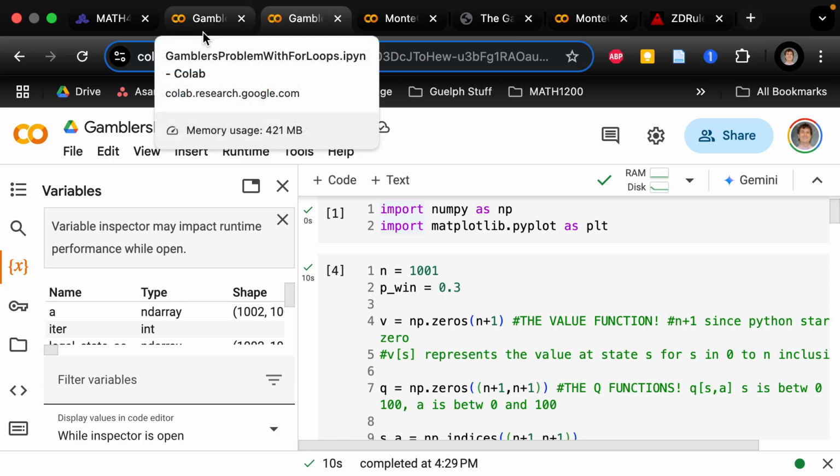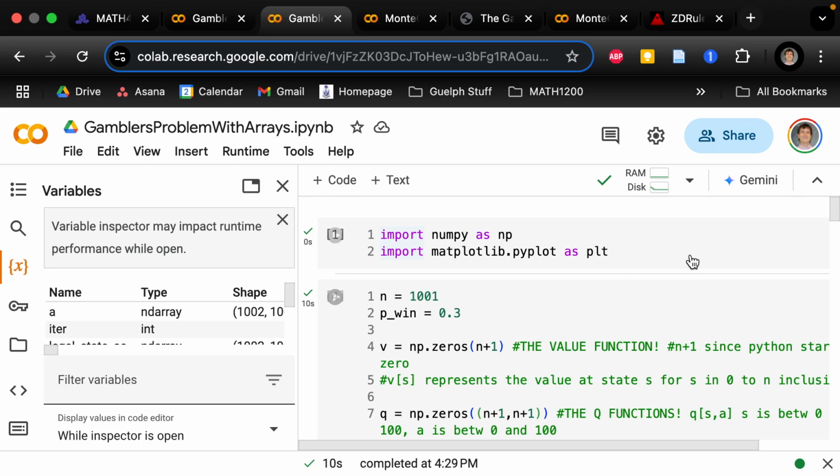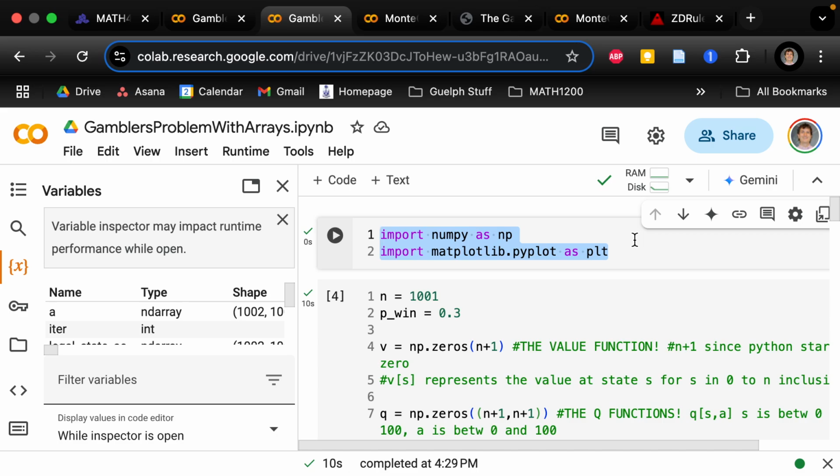Once again, for your assignments, it's okay to do it with the for loops. But if you can learn how to do this, it will significantly help you out in the final project. You'll be able to do things faster. You'll be sitting there less.